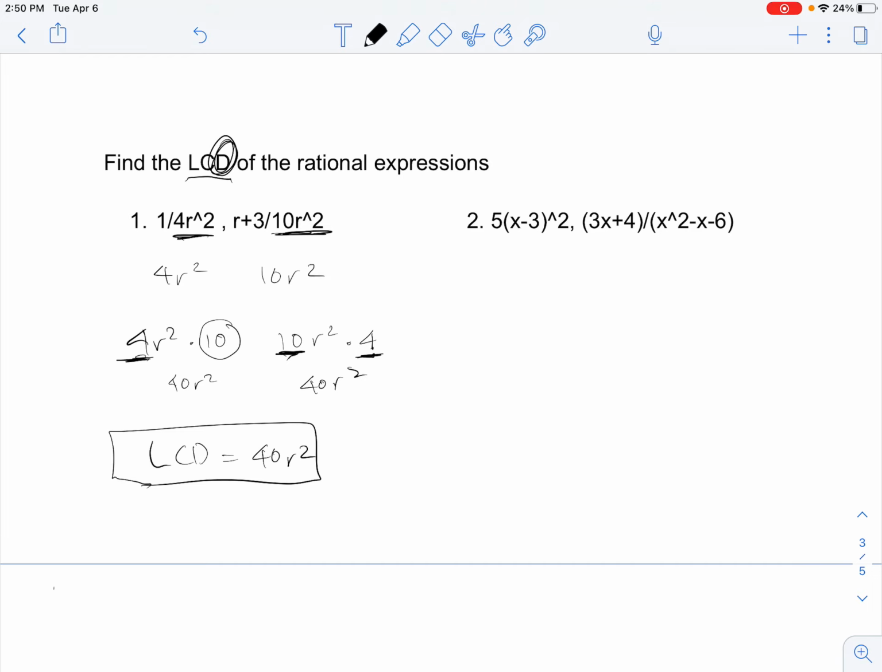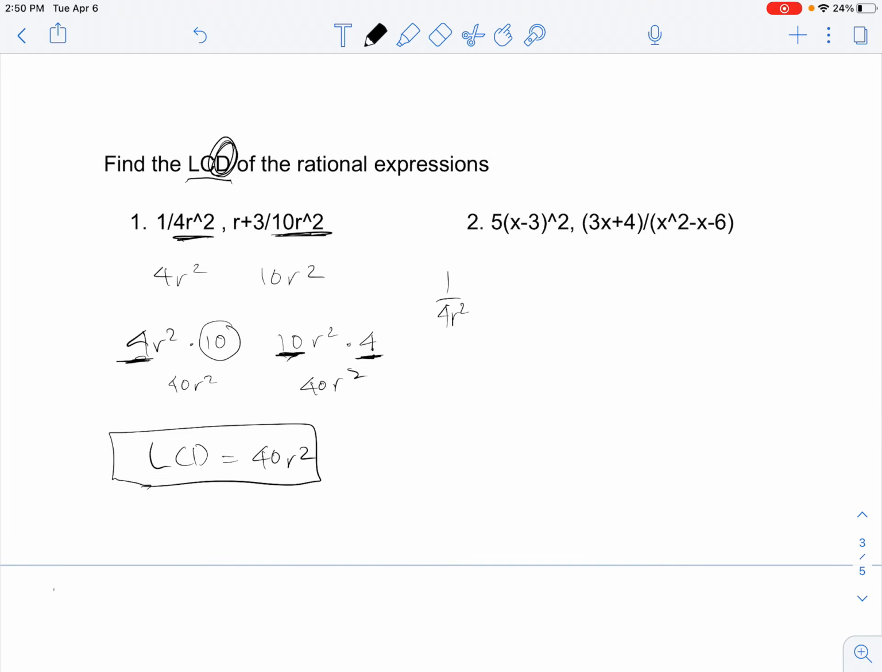If I were to actually solve this, 1 over 4r squared, let's say I'm adding them, so r plus 3 over 10r squared. Then for this instance, for them to have a common denominator, I would multiply by 10 on the first side. Since 4 is the multiple of this denominator, and to compensate for this, there's a 10 over here, so I'll multiply this by 4, as that's the lowest multiple that is being multiplied in this denominator.